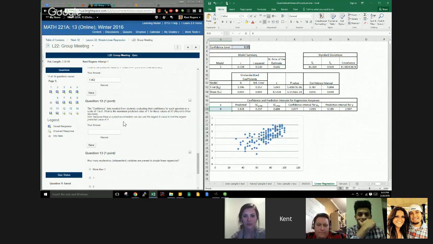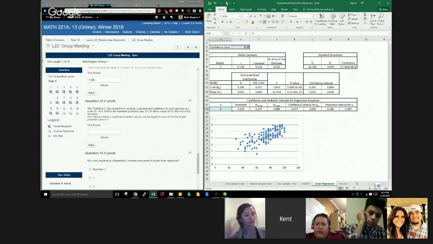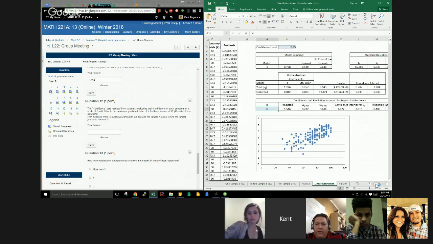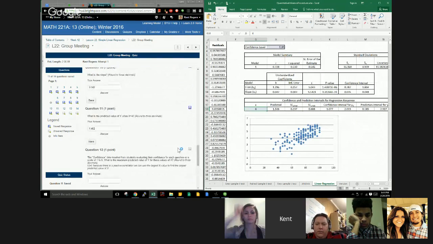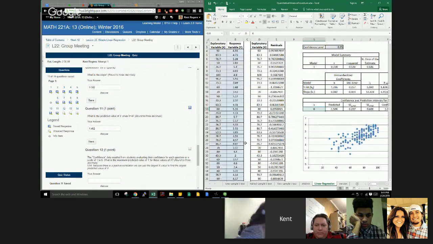2.907. That's what ours is getting. What about yours? I'll go with that. So if you just put 6 in for X in the sheet and you look all the way over on the far right column, you see that 2.907 is the highest possible predicted value for Y. All right. Thanks. No problem.